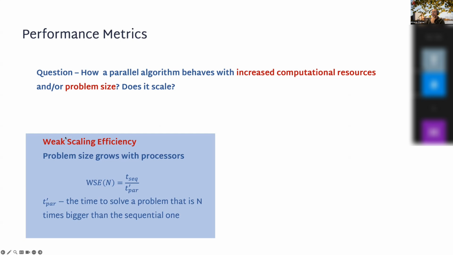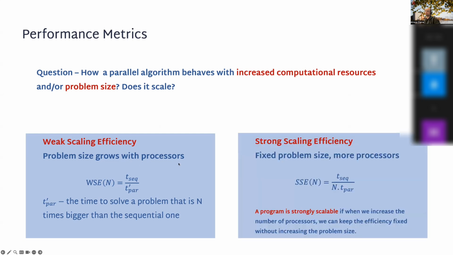So the takeaway point here is that the problem size grows with the number of processors. So they are proportional to each other. Another type of scaling is strong scaling efficiency, in which you fix the problem size and you want to know how your algorithm scales as you add more processors. And the equation is the same as the efficiency, right?